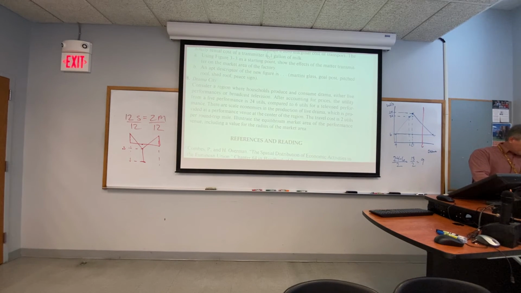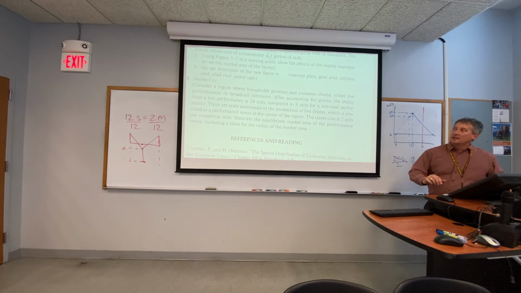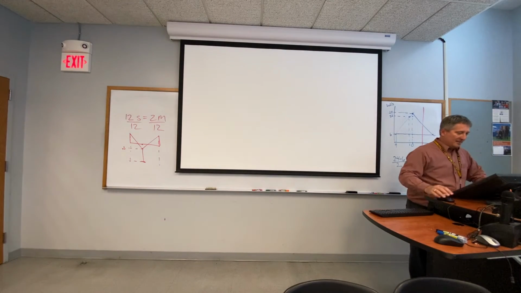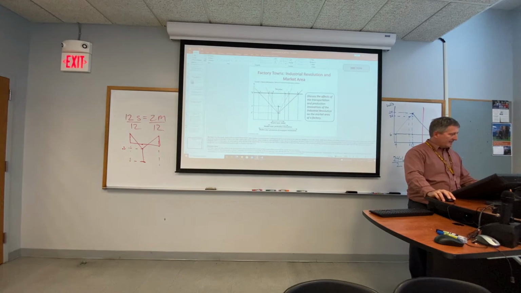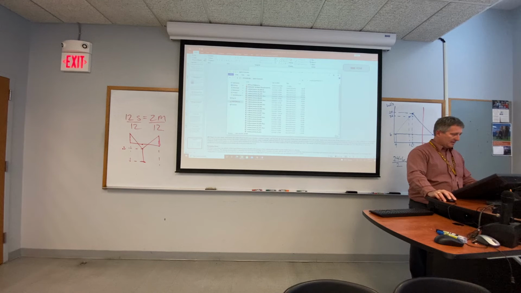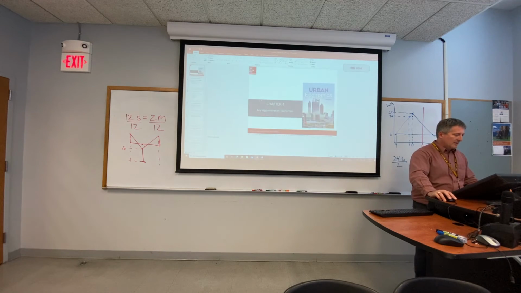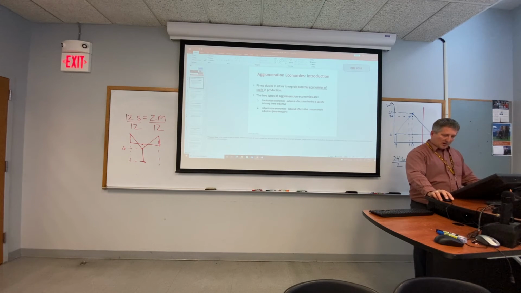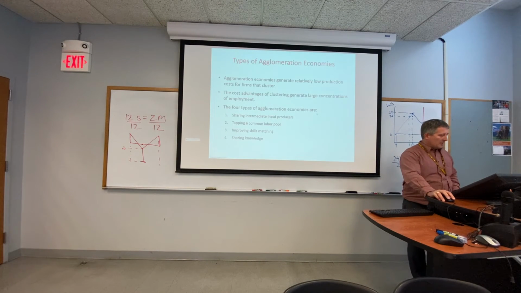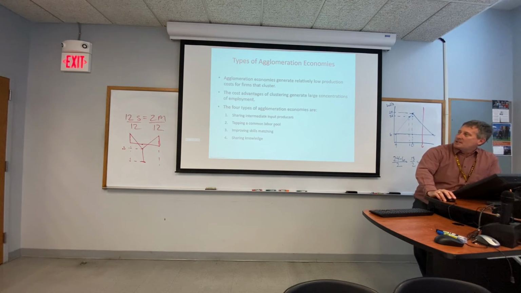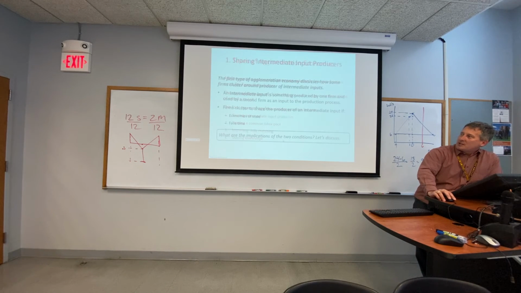Anything else on this chapter? All right, what's next here? What is that? That's chapter 3. Chapter 4. So agglomeration: sharing inputs, tapping a common labor pool, improving skill matching, sharing knowledge.